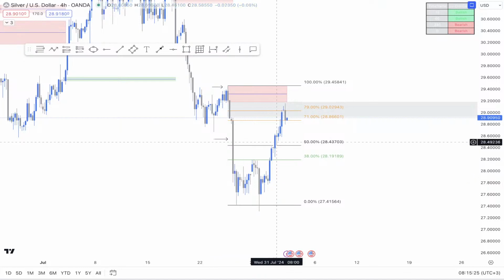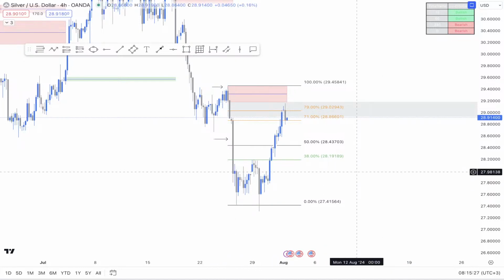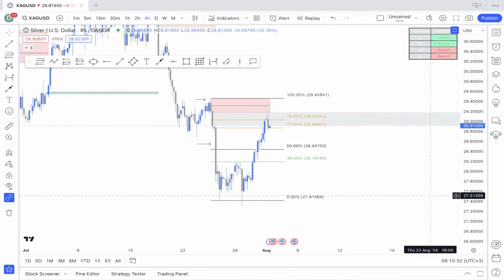Okay, this looks corrective to me. And now both of the entries triggered, and we just need to wait and see how they will play out.